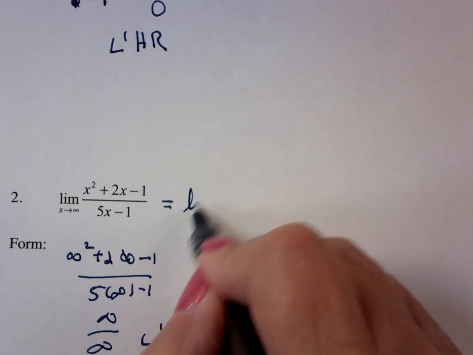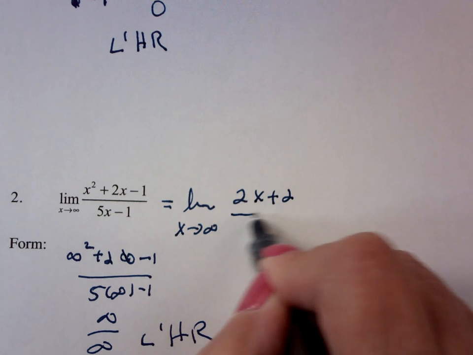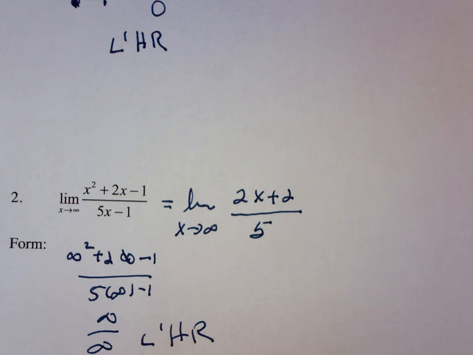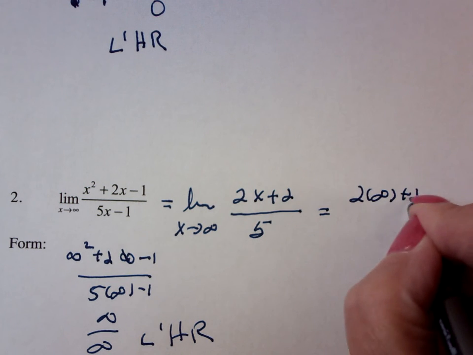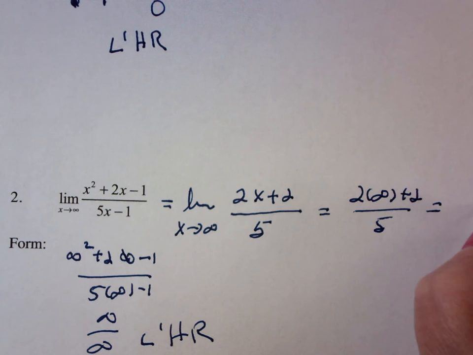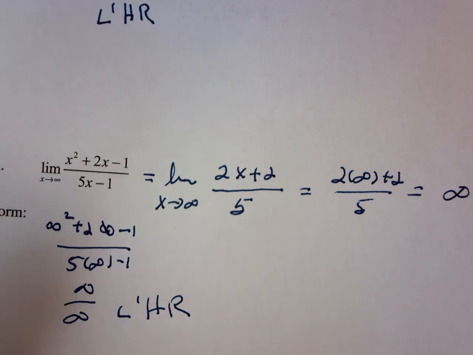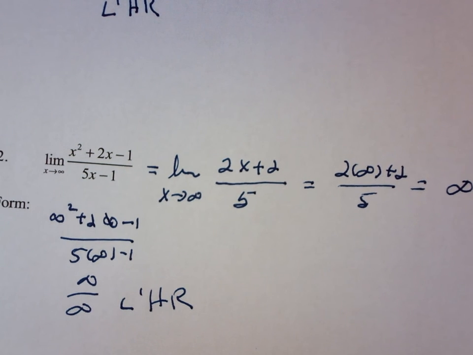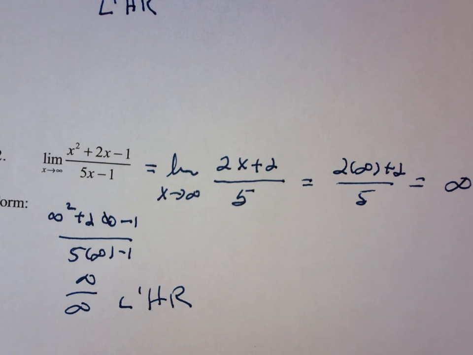So this says it's the same as the limit as x goes to infinity of 2x plus 2 over 5. Right? Plug it in, I get 2 times infinity plus 2 over 5, which is what? Infinity. So it actually is going to infinity, and going to positive infinity. I don't have to worry about who goes there faster. Do I have big over huge?